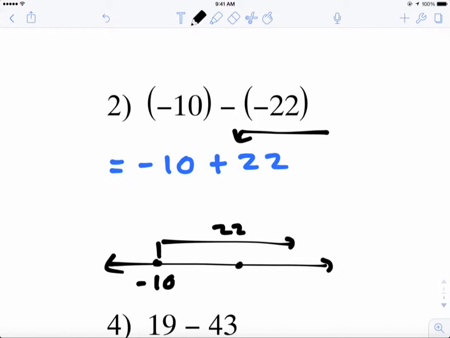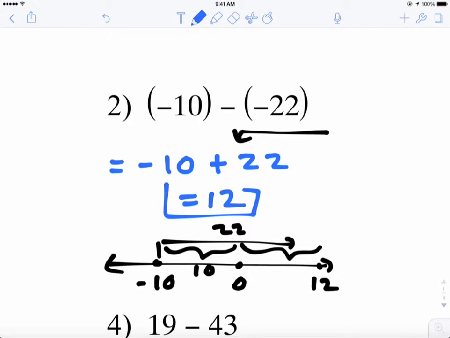That's what I think of as adding 22. I know that it's going to take us 10 units just to get to 0, and with the 12 additional units, we will make our way on to positive 12. So in this case, our sum is positive 12. All right, not so bad.